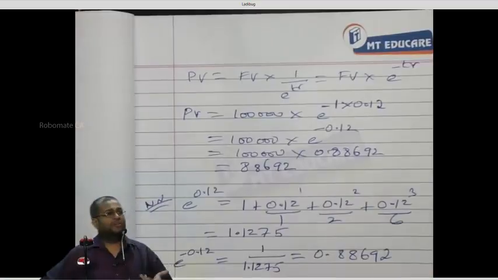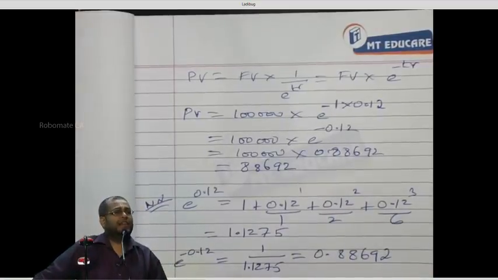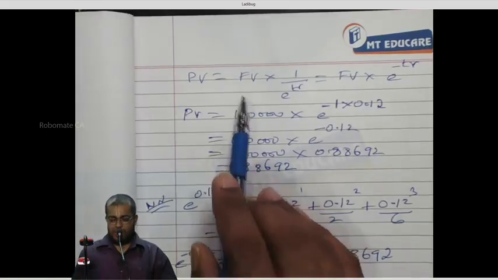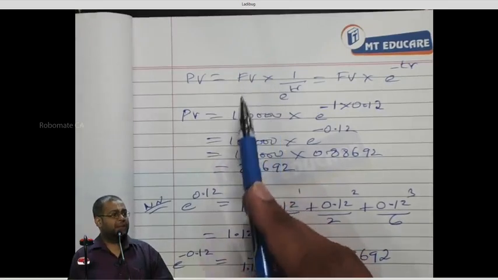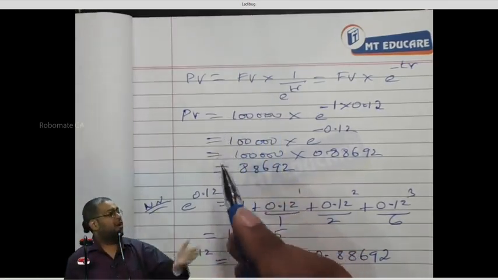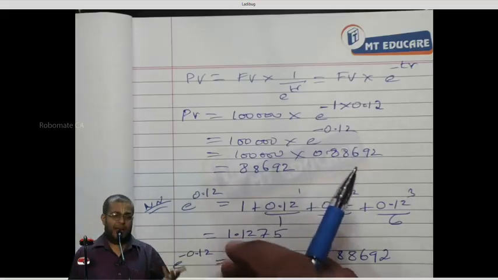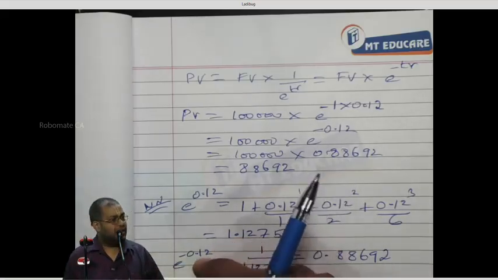Now, very simple. Tell me, what is present value, discounted cash flow? Normally we discussed discounted cash flow: cash flow into present value factor. A cash flow is the future value. Present value factor is what? E power minus TR. That's only a small change. Instead of 1 by 1 plus R power n, I use e power minus TR for discounting.